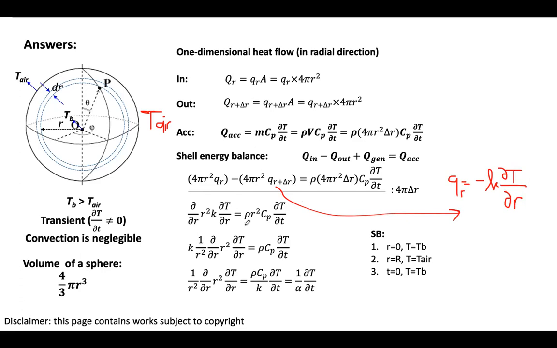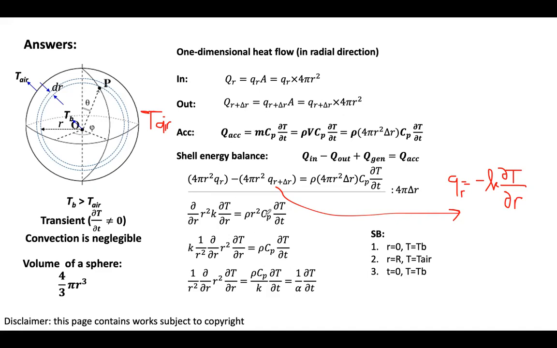Okay, so there you go. You have both sides over here, so you have two differentiations. First one is ∂T/∂r and ∂/∂r of r²k ∂T/∂r. And then we can do one integration over here.